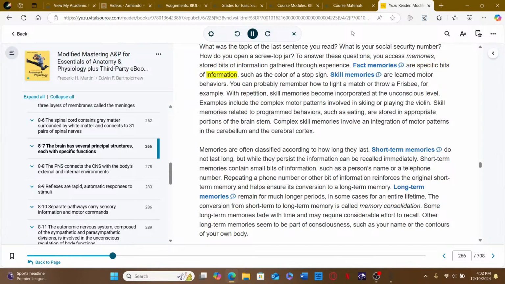Fact memories are specific bits of information, such as the color of a stop sign. Skill memories are learned motor behaviors. You can probably remember how to light a match or throw a frisbee, for example. With repetition, skill memories become incorporated at the unconscious level. Examples include the complex motor patterns involved in skiing or playing the violin.